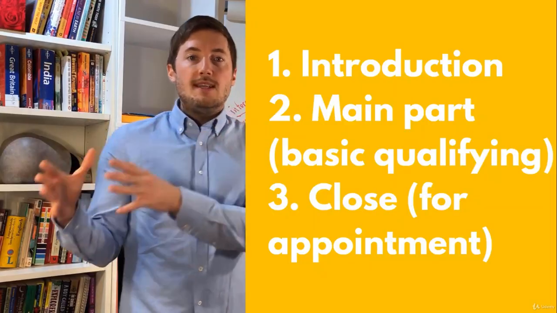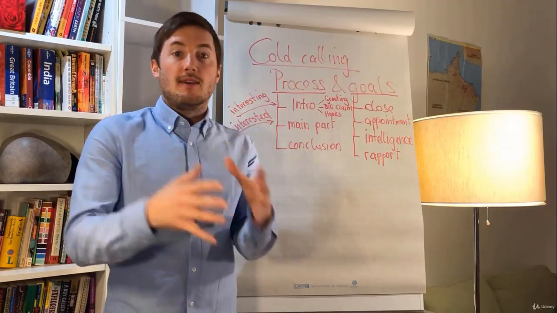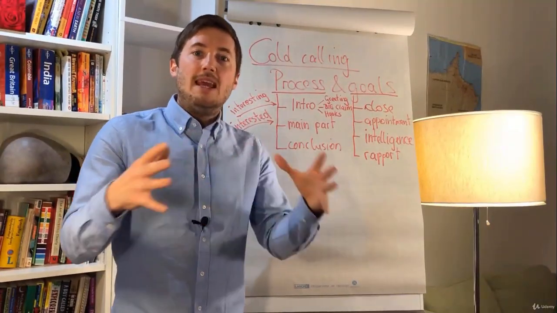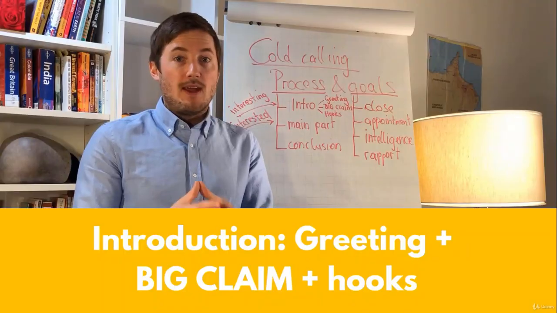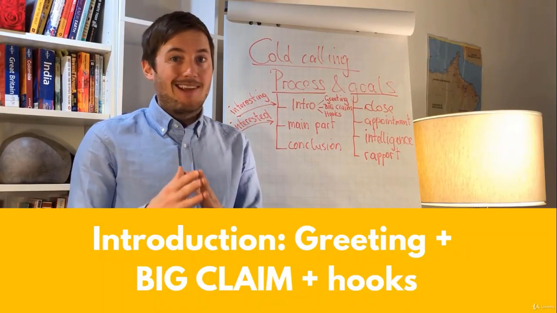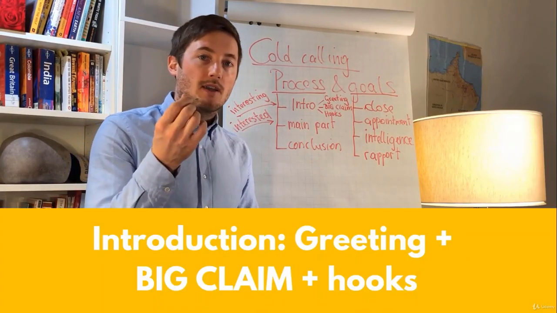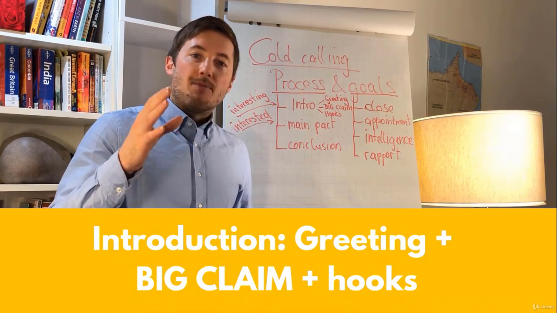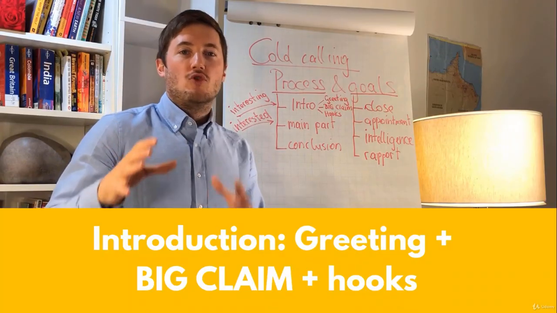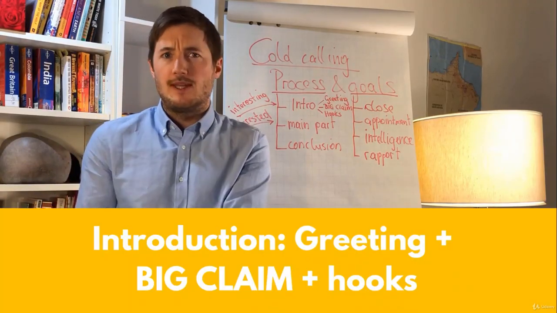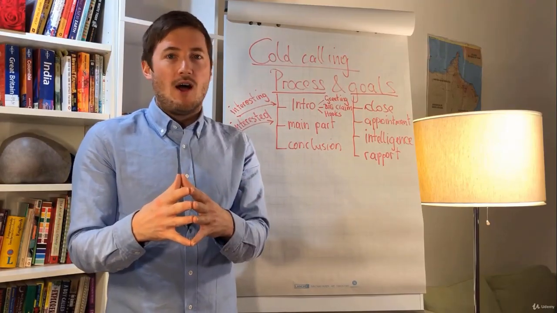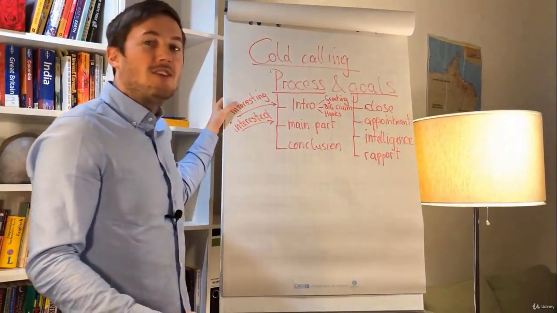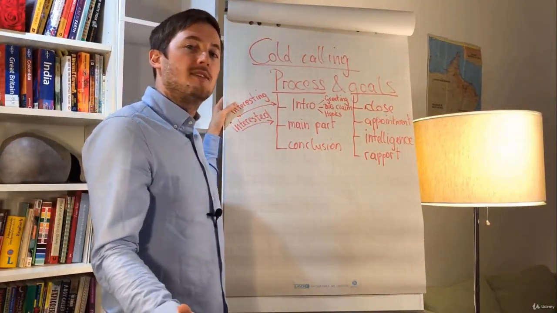Now, what is it that we have in the introduction and in the main part and in the conclusion? Well, in the introduction, you want to greet, of course, but then you want to be interesting. So you basically want to make a big claim of what your product can do. And I'm gonna give you an exact word track of what you can use for such a big claim. And you want to drop hooks about how you've helped the competition. Hooks can be something, how successful your company has been, any awards. You want to be interesting so that they can be interested.